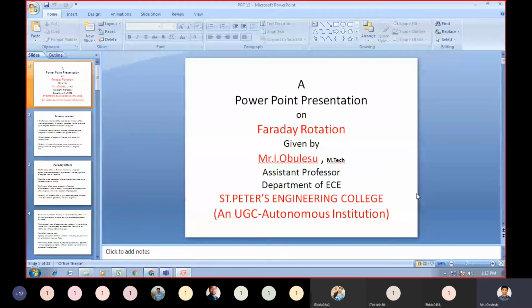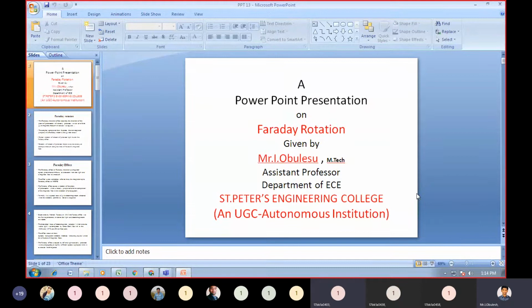The Faraday rotation effect describes the rotation of the plane of polarization of a linearly polarized wave in an infinite gyromagnetic medium, a circular waveguide.